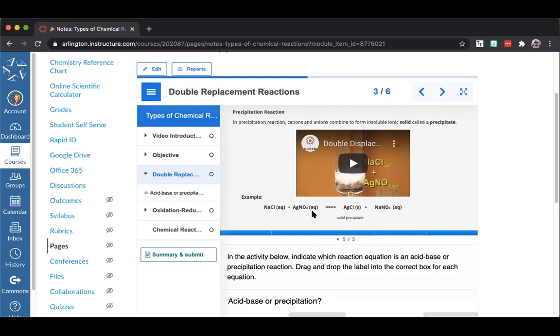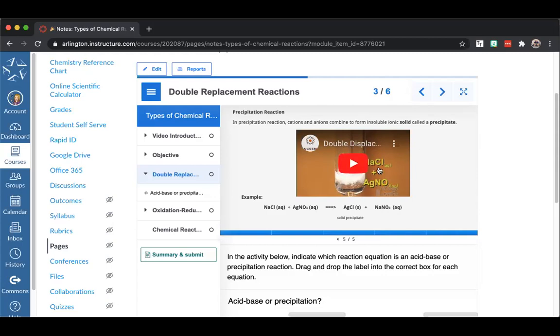But for right now, you just need to know that if it follows this double replacement pattern of A, B, C, D, and the reactants are both ionic compounds that are aqueous, and when you look at the products, one of the products is aqueous, but the other product is solid, that is the pattern for a precipitation reaction, because you are recombining these cations and anions, they're switching around, and one of the products is an insoluble ionic solid. Insoluble means that it does not dissolve in water.